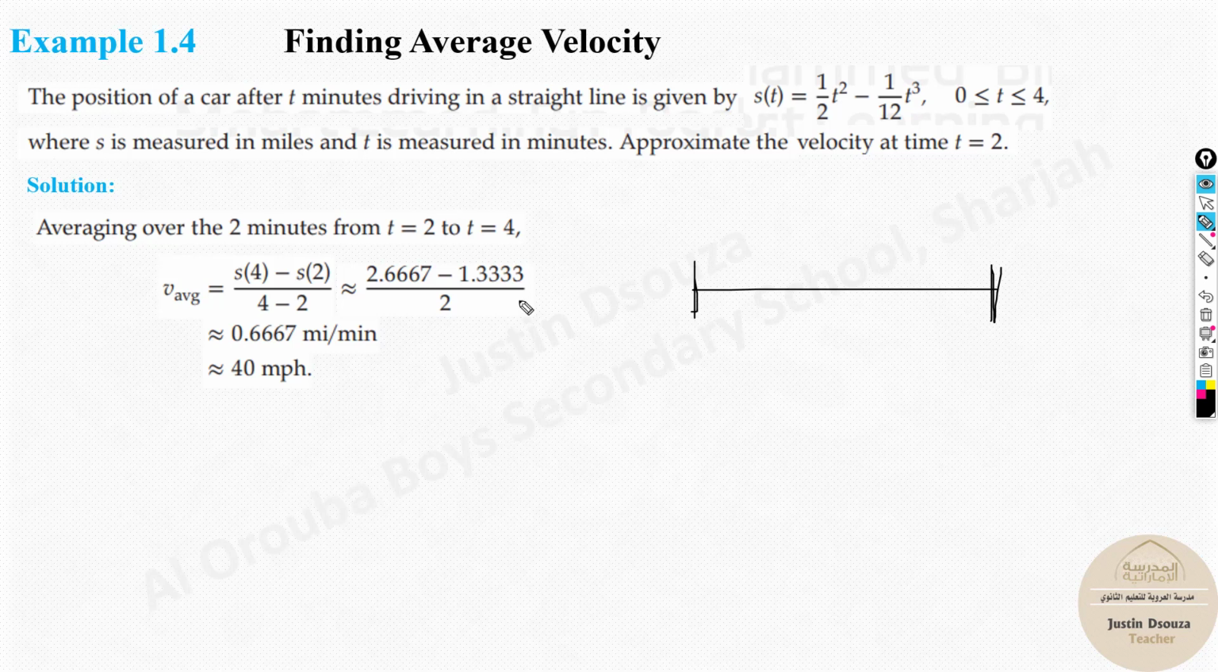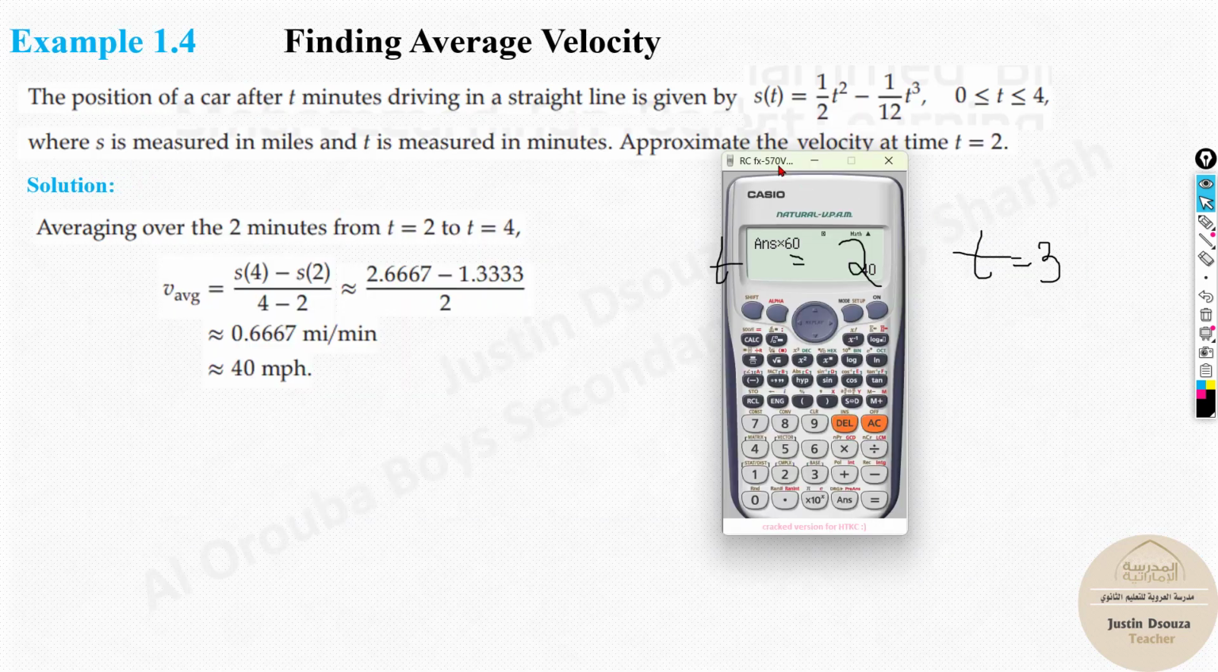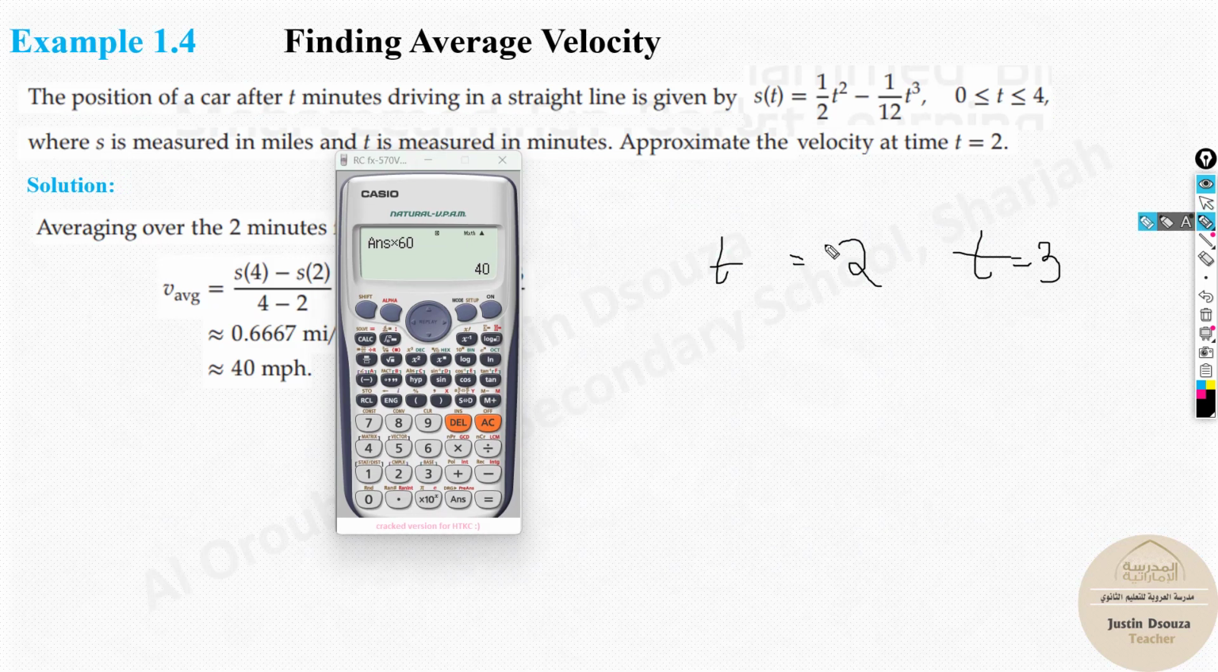In the 2 minutes, this person might even have stopped and then accelerated, but it just shows 40 miles per hour. So let us take t as 2 and t as 3. This will give you a better answer. Why? Because now we are just averaging it over 1 minute. Let's do this. Same thing over here. Substitute these values and get the function s of t.